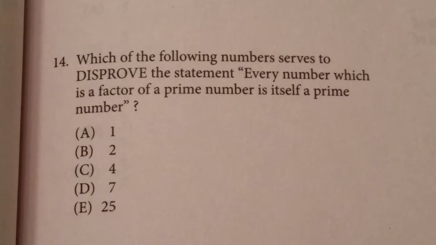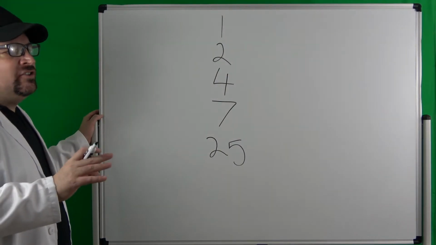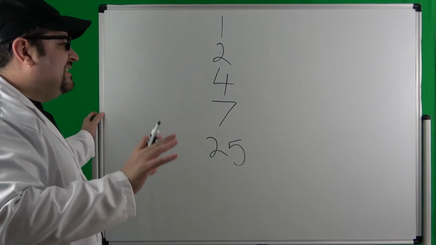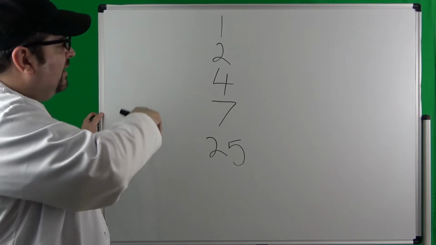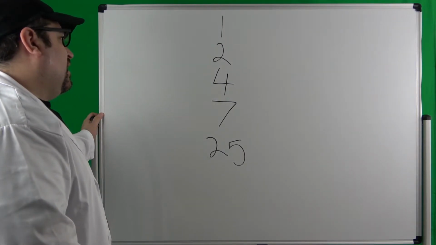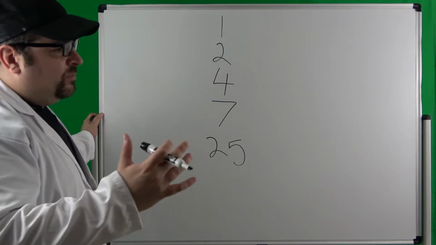Which of the following numbers serves to disprove the statement, every number which is a factor of a prime number is itself a prime number? 1, 2, 4, 7, or 25? This is one of those questions on the SAT that I feel they always put on there just to try to trick you, because I doubt in all of your math classes you ever had a teacher that explicitly would have told you this. Which of these numbers doesn't have factors that are also prime numbers?